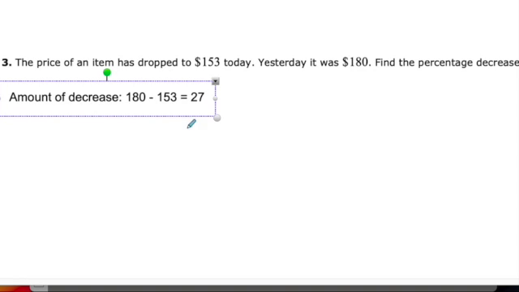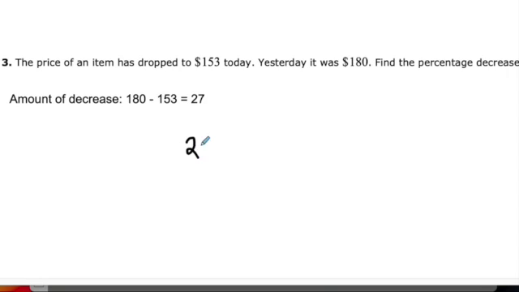Now you take that amount of decrease and you divide it by the original price. $180. It's always the first price, the original price. It was 180, it went down to 153, so it's not the first one you see in the problem. So you don't divide by 153. You divide by the original price of the item. And then you multiply your answer times 100. When you do this, you end up with 15%.